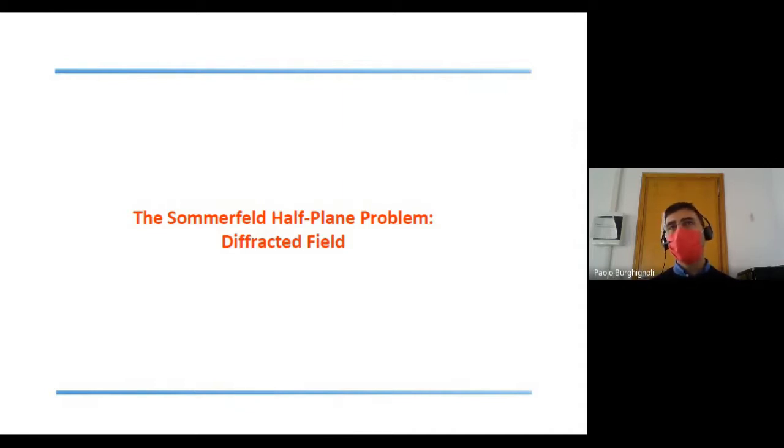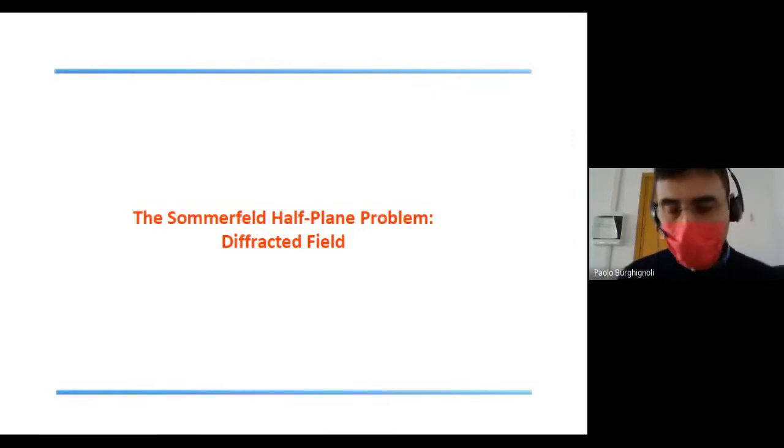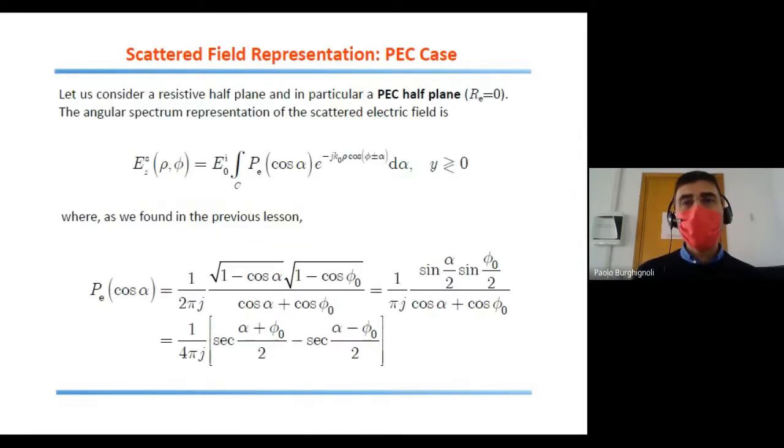Well, actually, in the case of a perfect conductor, the integral can be evaluated in a closed form, and this is one of the things that we will show first. However, in the general case, we will need to perform an approximate analysis, which is asymptotic in nature. Let us start with the perfect conducting case. This is a particular case of a resistive half plane in which the resistivity is equal to 0.